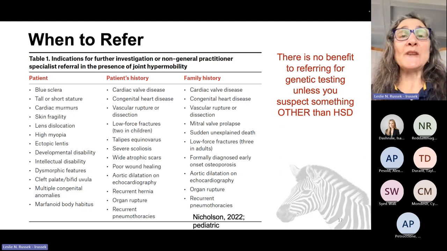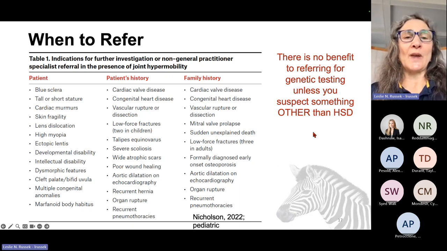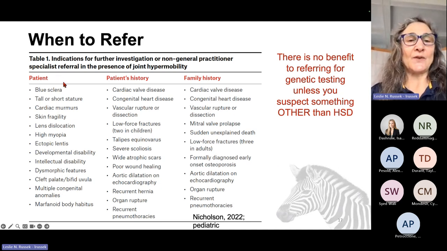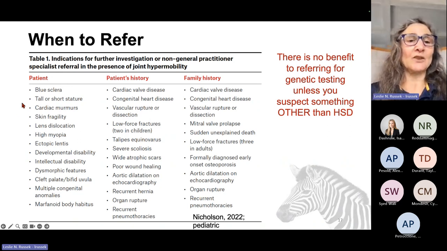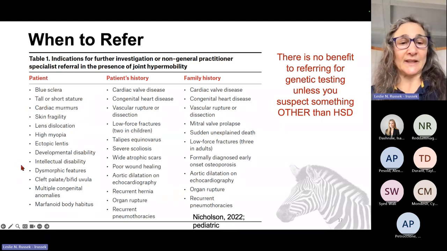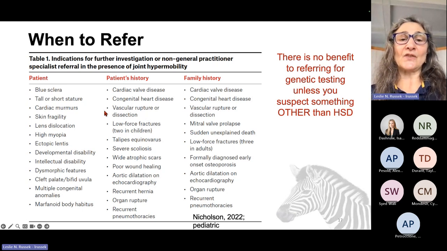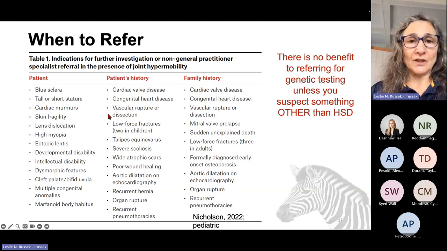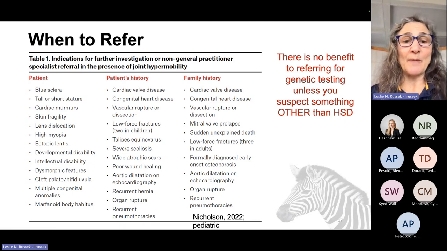So when should you refer? When do they need to see somebody with a specialty discipline? Well, these are the different criteria. So for the patient, here are some findings. For example, blue sclera, cardiac murmurs, a developmental disability, an intellectual disability, cleft palate, et cetera. So if you see those things in the patient's history, cardiac valve disease, heart disease, vascular rupture, those are the vascular HSD or vascular EDS conditions that we do worry about.